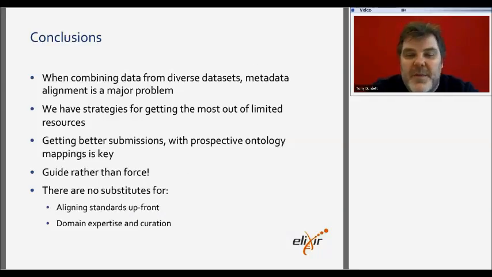And then just to sum up at the end, when we're taking data from a series of diverse data sets, actually getting the metadata to align is a real significant problem. In Biosamples, I think I've shown that we've got strategies for trying to align metadata and get the most out of the limited resources we have available. It's absolutely key to get better submissions, ideally with prospective ontology mappings. We think it's better to guide people to give you good quality metadata rather than force them. And there's no substitute for agreeing standards up front, agreeing terminologies up front, and domain expertise and curation.